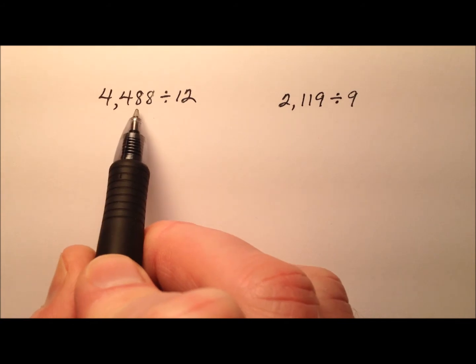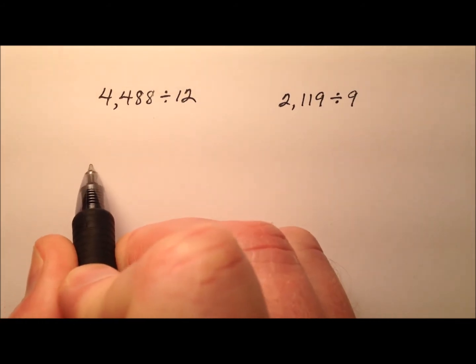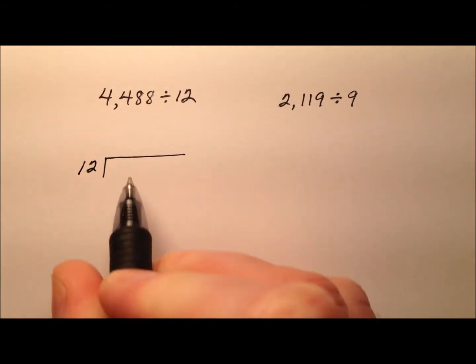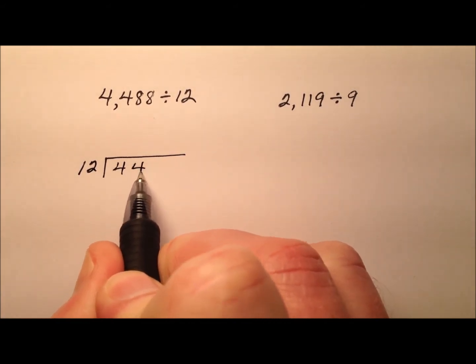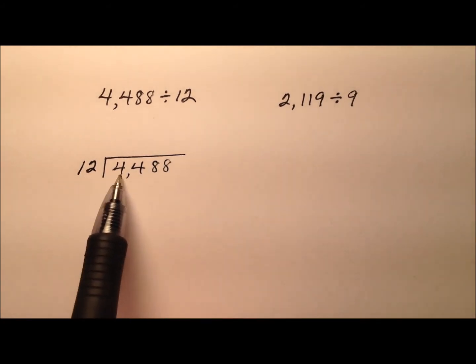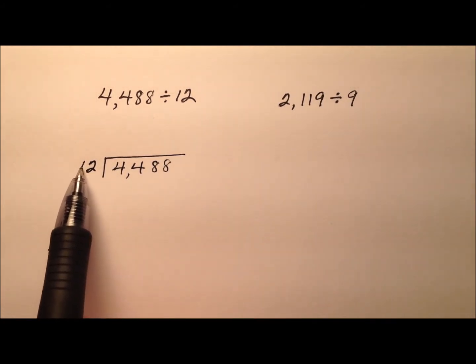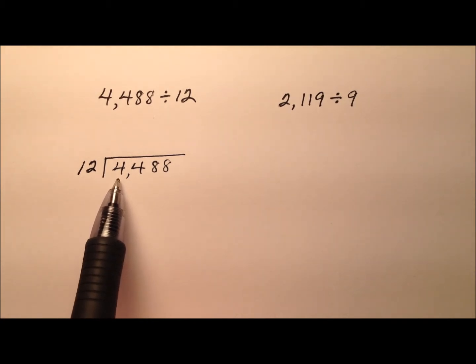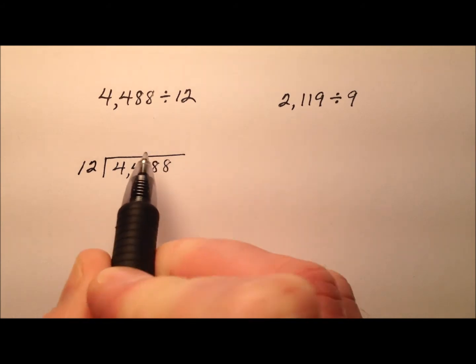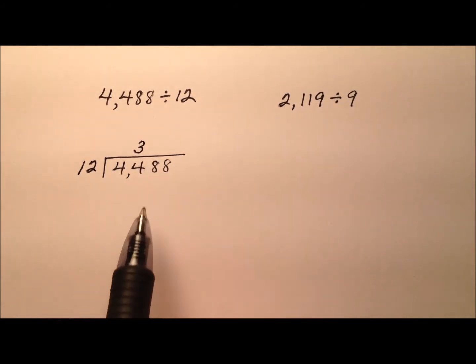So this is 4,488 divided by 12. So I'm going to go ahead and put that 12 outside and then set up my little bar here and say 4,488. Okay, so typically we look at just the first digit and we say, well, how many times does 12 go into 4? Well, it doesn't, so we have to add another digit. So how about 12 into 44? And that's going to be 3 times.